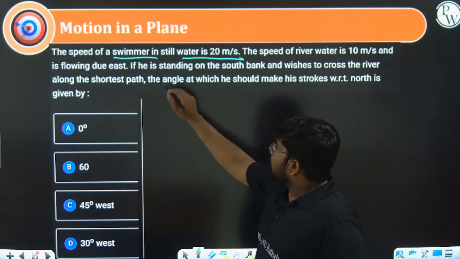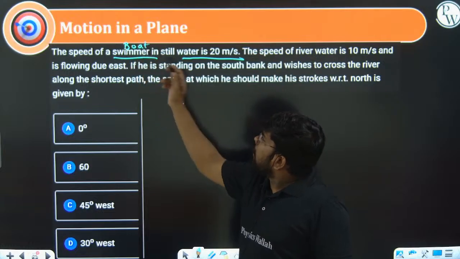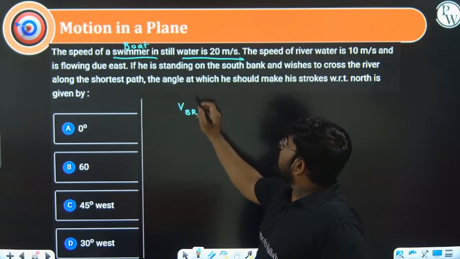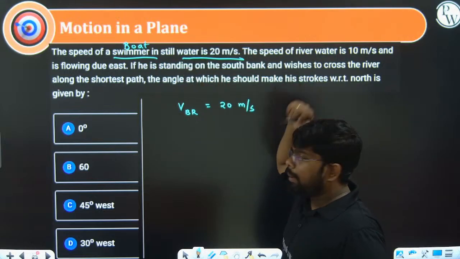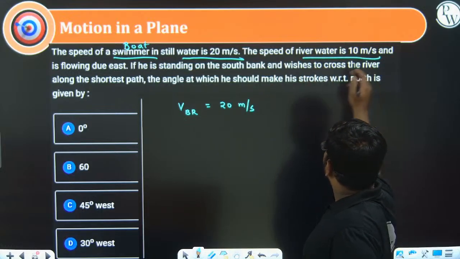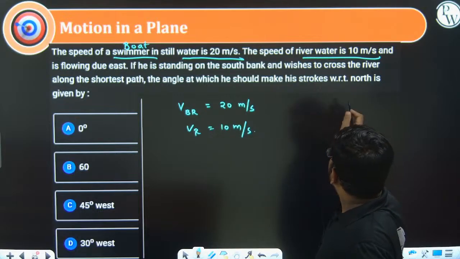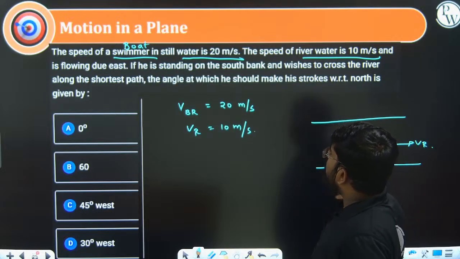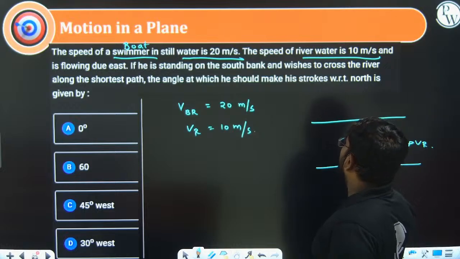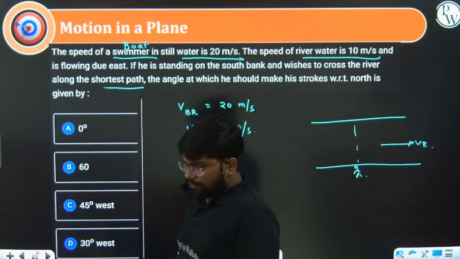Whether it is a swimmer or a boat, we can replace one with the other. Again, if you follow the result, we can say this is relative velocity. The velocity of the boat with respect to the river is given as 20 meter per second, and the speed of the river is given as 10 meter per second. They are also saying that the river is going east, which is what we usually take. And he is standing on the south bank, and wishes to cross the river in the shortest path. That's the standard case.